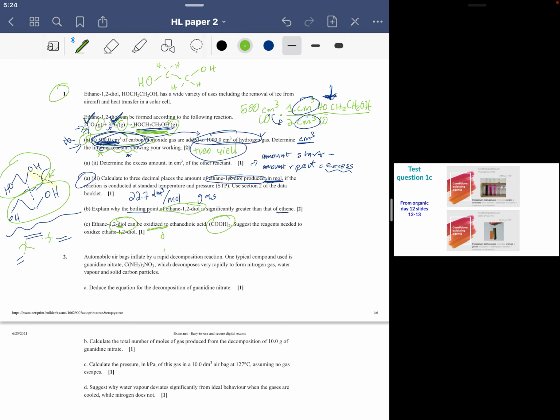Some people told me just "oxidizing agent." That is not specific enough, friends. You need to name the oxidizing agent. If they're asking for a reagent, you need to give a specific reagent. So in this case, potassium manganate, or you could call it potassium permanganate, or potassium dichromate. Any of those work. All right, moving on.